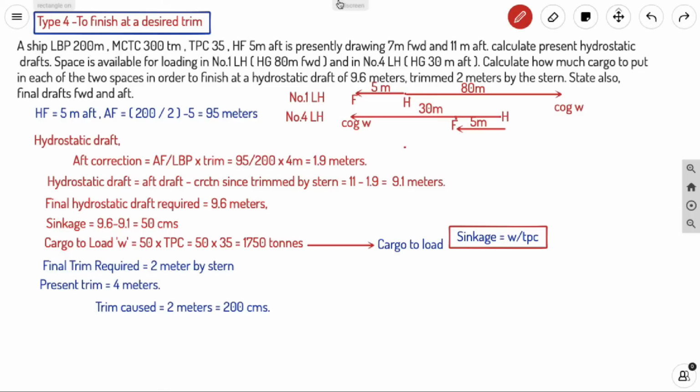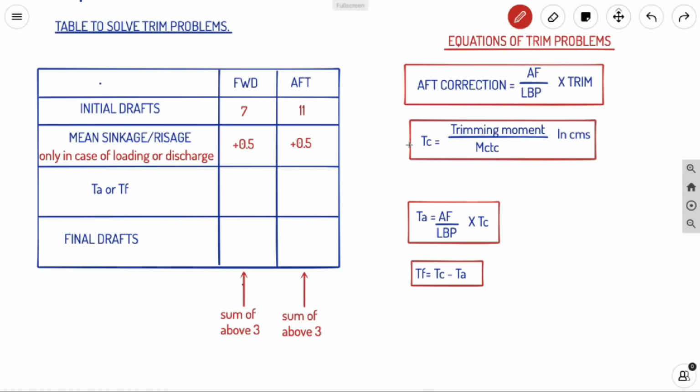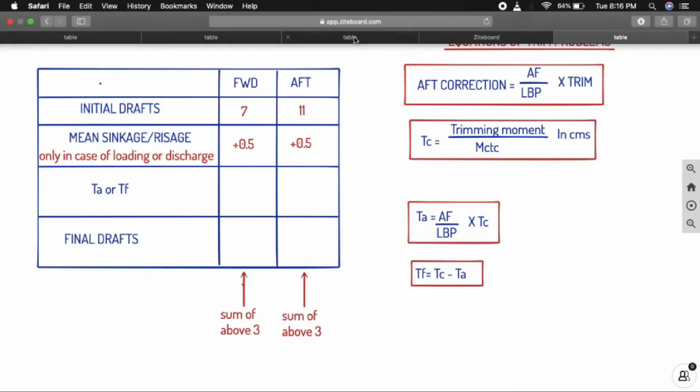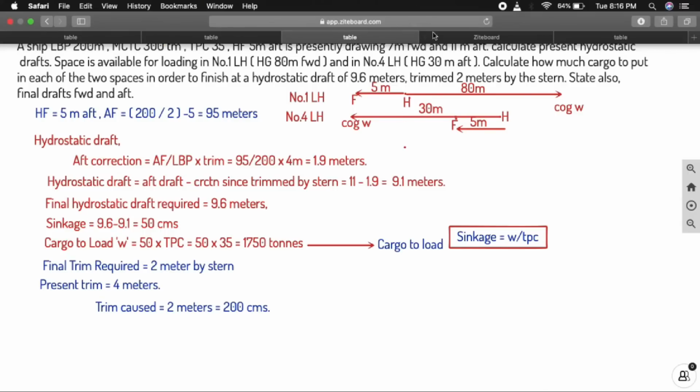Next thing, let's go into our equations. We need to find our trim cost, we know. We need to find trimming moment, and MCTC we know. So if we use this equation, the only unknowns will be the D we already calculated: 80 plus 5 and 30 minus 5. If we know that, we can use that equation to find our weight.